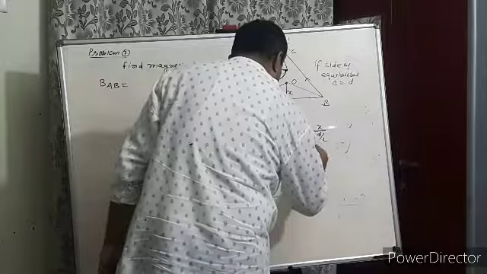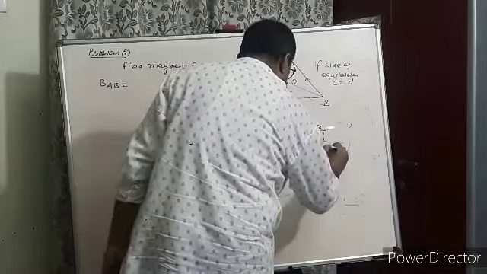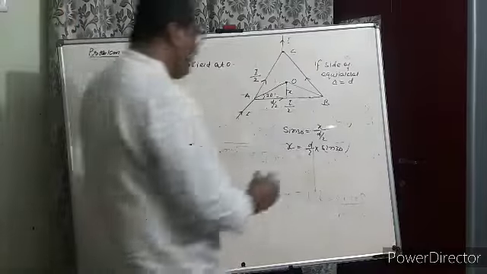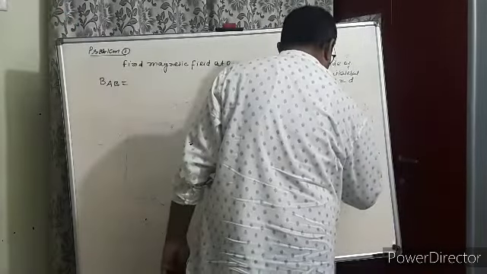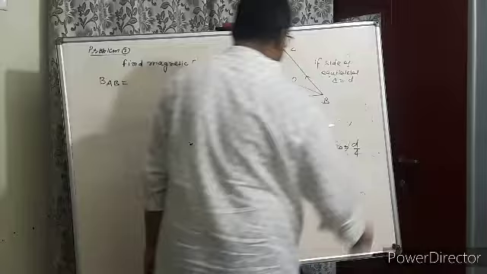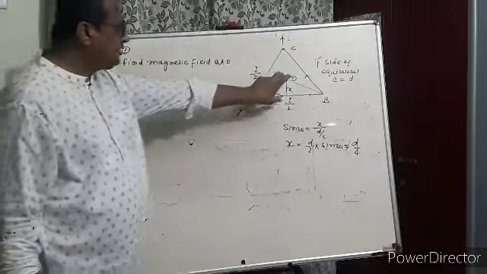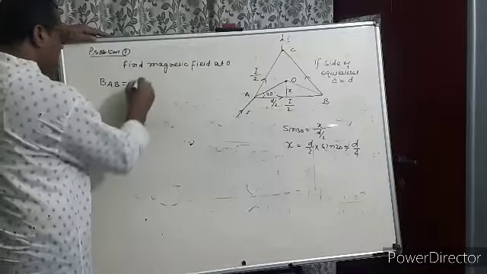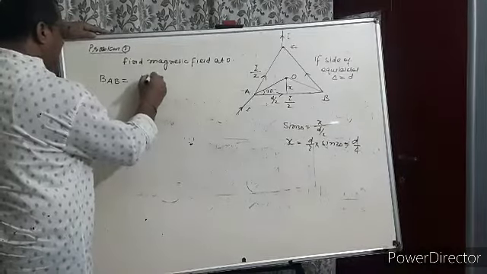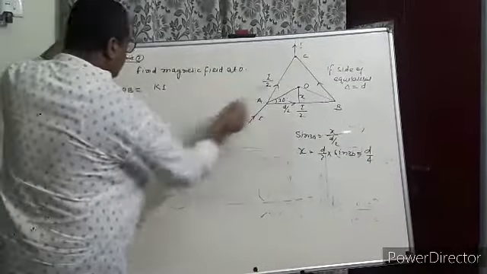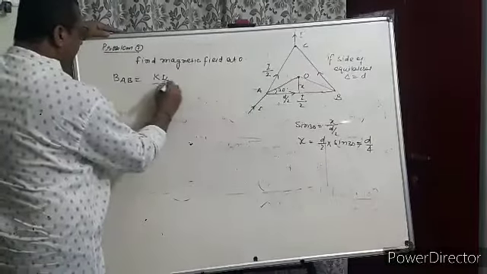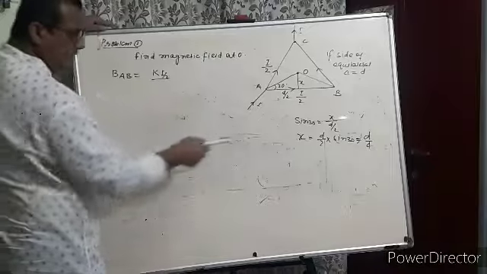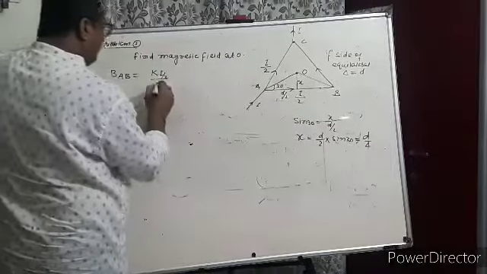Then x can be calculated. x equals d by 2 into sin 30. Sin 30 equals 1 by 2. So this will be equal to d by 4. So we have got this distance as d by 4. So we have the formula K I, this is the current I by 2, divided by the distance x, which is d by 4.